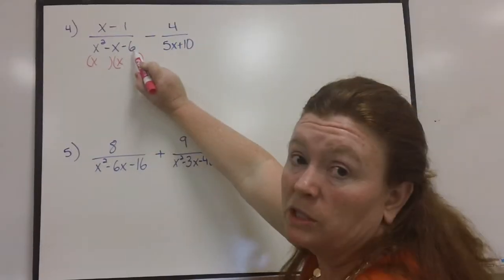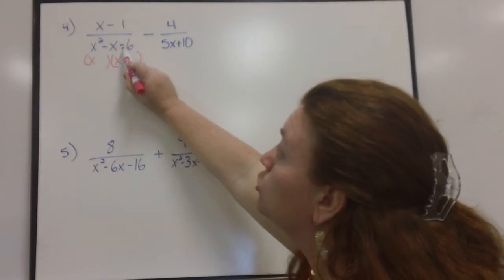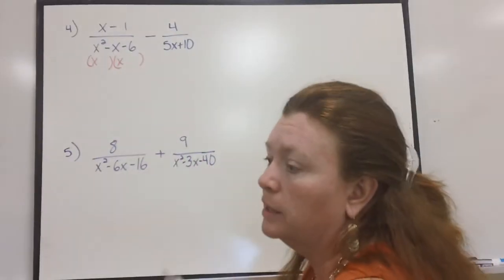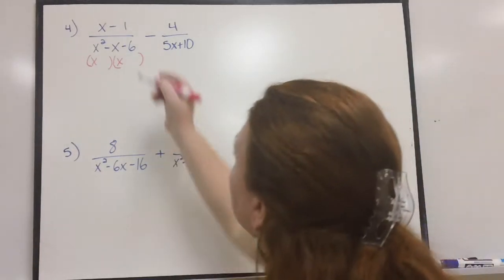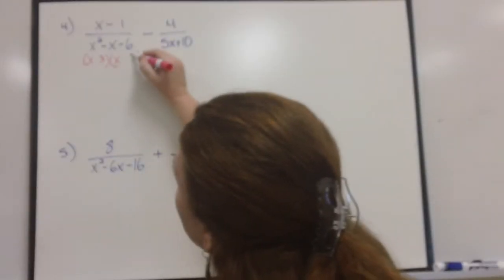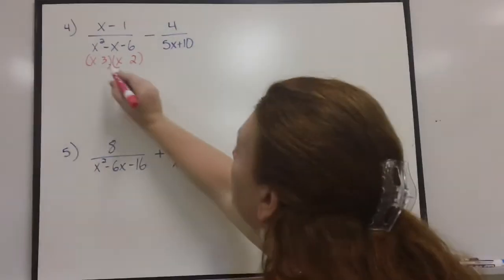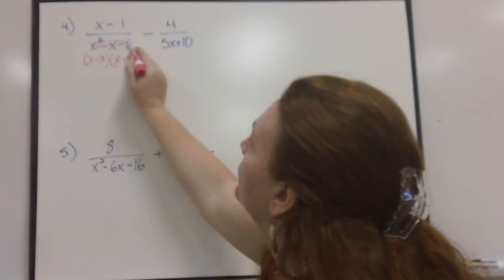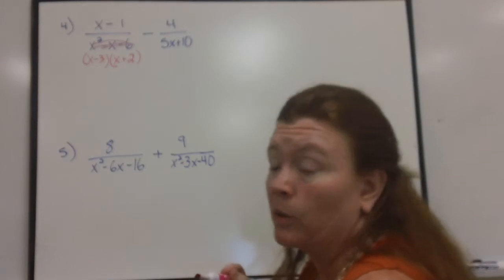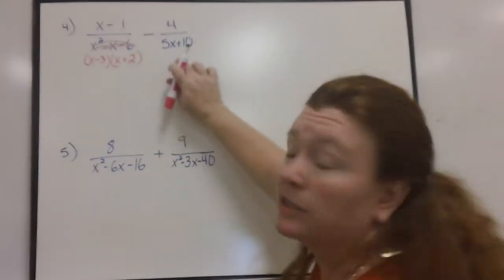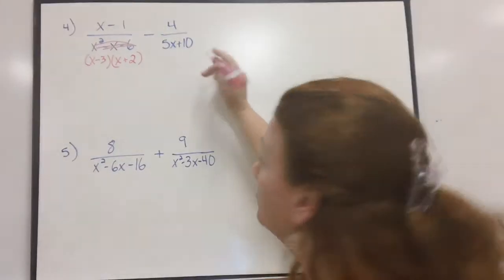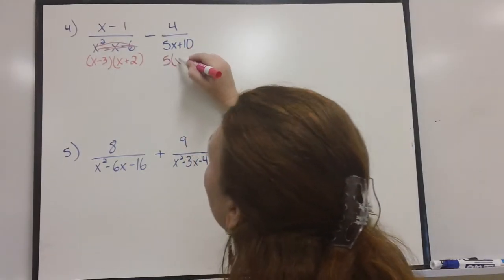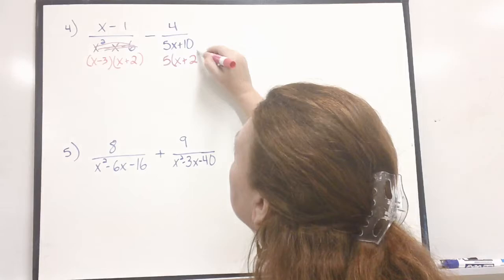What 2 numbers multiply to give me 6, but subtract to give me -1, or even 1. That would be 3 and 2. So I'll put a 3 and a 2. To get a -1, it's a -3 and a +2. Okay, I rewrote that in factored form. This one, wait, there's a common factor of 5. So I'm going to rewrite it as 5 times quantity x plus 2.